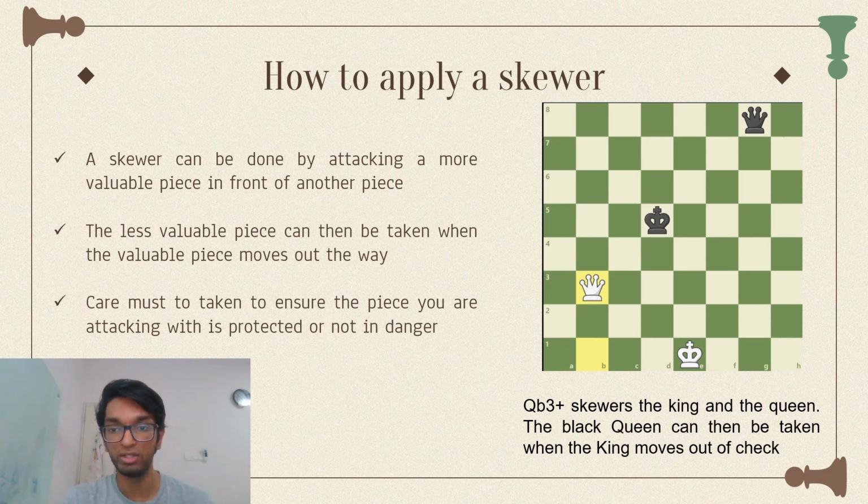So that when the king wants to move out of check, the black queen is not protected and can be taken by the white queen. This will result in a winning endgame for white.